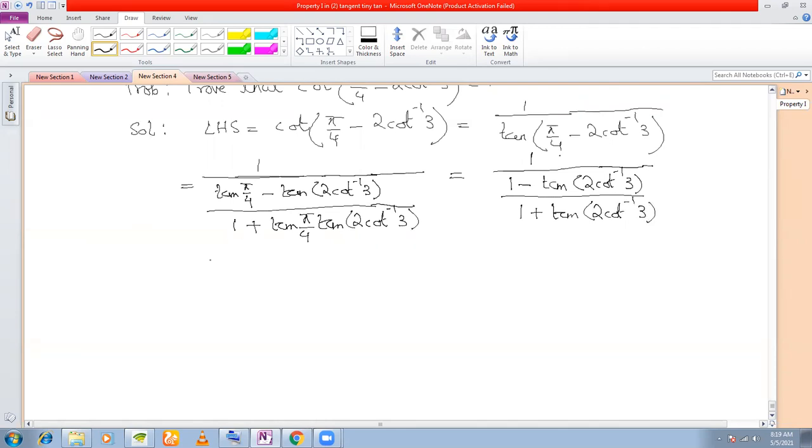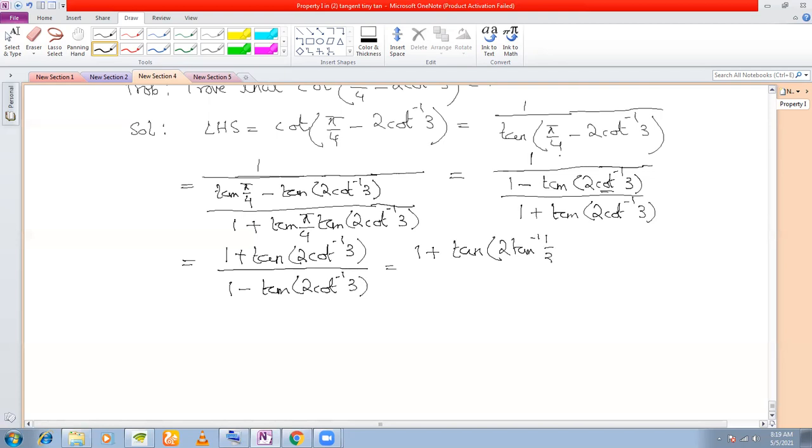Now see here, we are getting tan and cot inverse. So it would suit us to convert this cot inverse to a tan. But let me just take the reciprocal first, then I'll convert. So we can write this as 1 plus tan 2 cot inverse 3 divided by 1 minus tan 2 cot inverse 3. So this is 1 plus. Now you convert this cot inverse to a tan inverse. Tan 2 tan inverse. And when you are taking tan inverse, this becomes reciprocal.